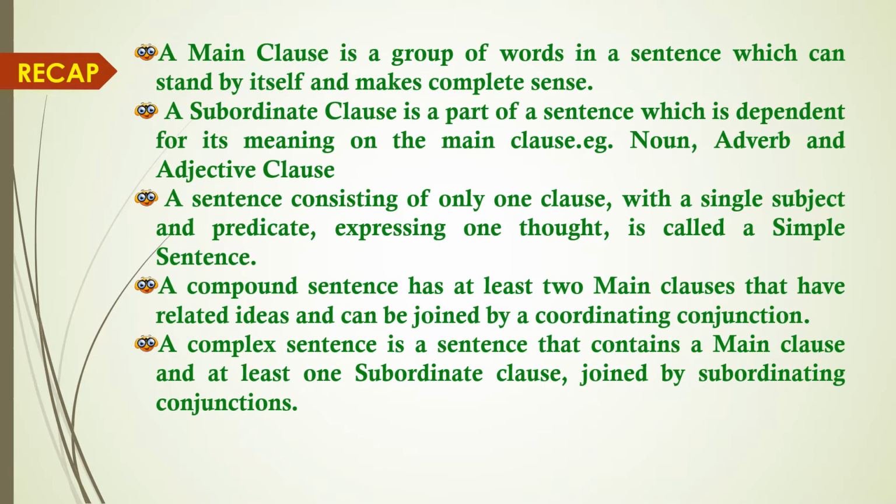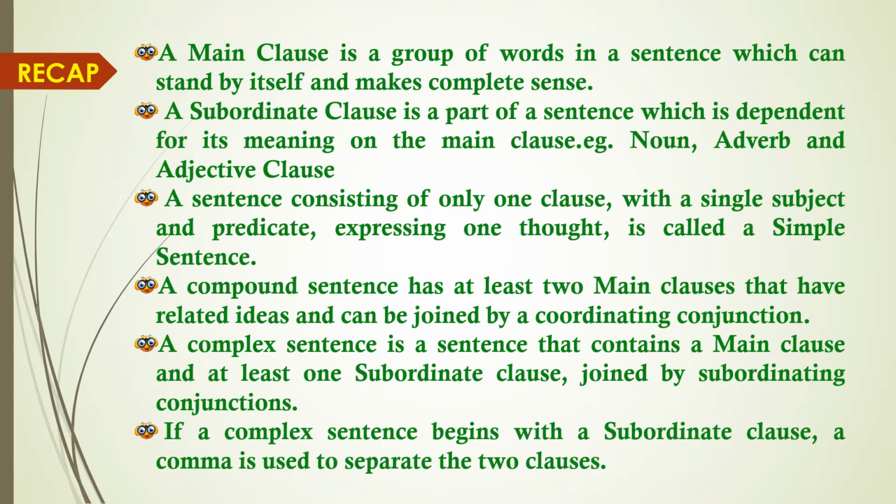A complex sentence is a sentence that contains a main clause and at least one subordinate clause joined by subordinating conjunctions. Now, if a complex sentence begins with a subordinate clause, then a comma is used to separate the two clauses.